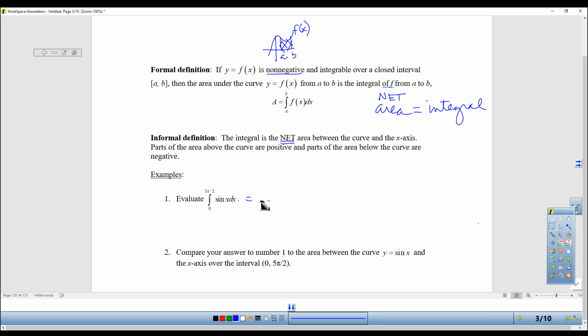So if we do this integral, very straightforward. Again, I always say the derivative of cosine is negative sine, so I need a negative there. I put on my limits. It always goes top minus bottom, so negative cosine of 5 pi halves minus negative cosine of 0. Cosine of 5 pi halves is 0, and cosine of 0 is 1. So my answer is 1.